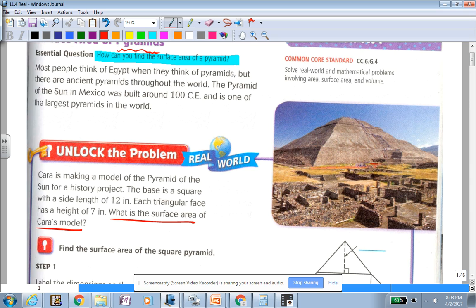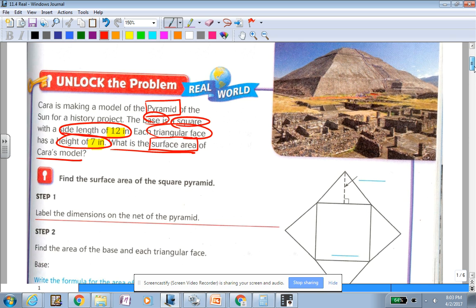We definitely want to circle the important facts. We know that the base is square, and that side length is 12 inches. The triangular faces have a height of 7 inches. I'm also just going to take a moment to highlight the number values there. And one of the things that I would want to box in is this idea of surface area, because I know I'm looking at the sum of the area of all of the faces. And the fact that it's a pyramid, I think I want to keep that in mind as well. All right.